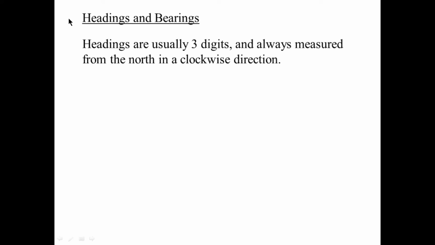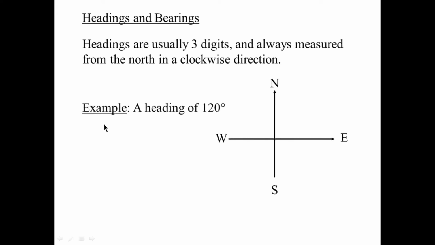Today we're going to look at how to do word problems that involve headings and bearings. Headings and bearings are usually 3 digits and always measured from the north in a clockwise direction. For example, a heading of 120. Start measuring from north and count 120 degrees around to the right, like a clock would move.